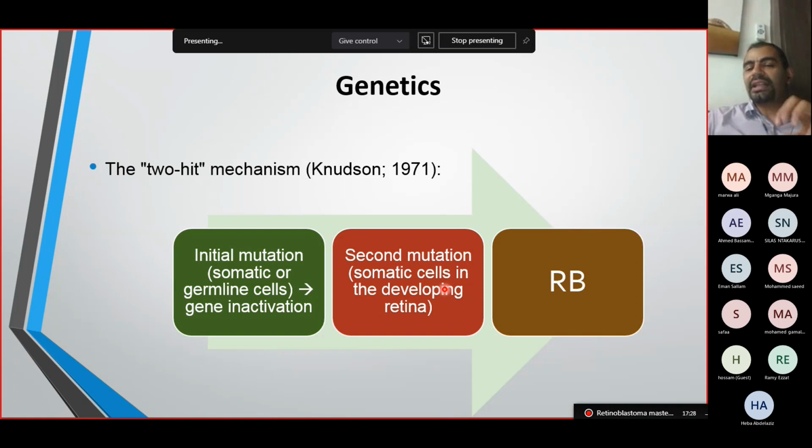Is this slide clear for you or not? If you want me to repeat it in another way, just let me know, please. Did you get the idea of the tumor suppressor gene inactivation?